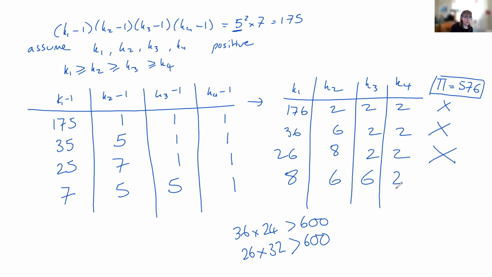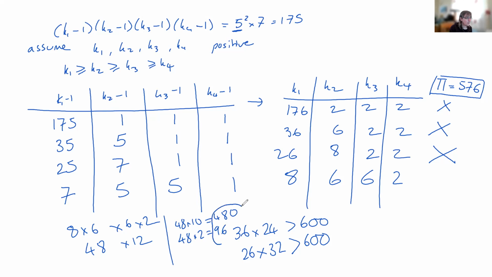So we're really hoping that this last one is going to work. So this last one, we've got 8 times 6 times 6 times 2. 8 times 6 is 48. 6 times 2 is 12. So if we do 48 times 10, we get 480. If we do 48 times 2, we get 96. And then if we add up these 2, we get 576. So this one works.